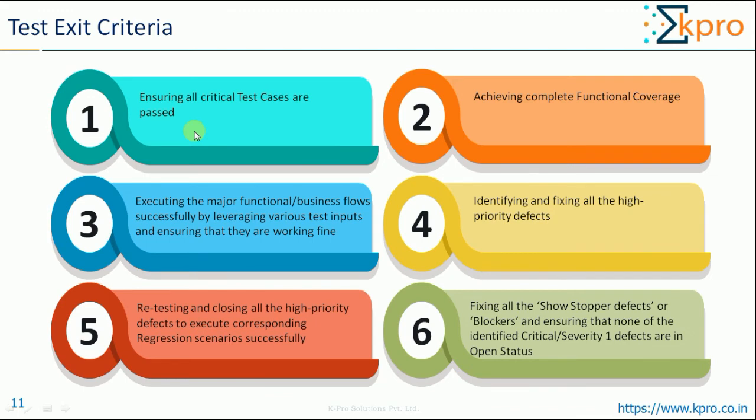Let us see test exit criteria. When the team applies test exit criteria, it checks whether all the critical test cases are passed or not. It checks whether the functional flow is happening as expected. It checks one more time the use cases or business flows for their successful execution. It also checks high priority bugs and blocker bugs one more time to make sure everything is fixed. It also checks regression to make sure everything is intact after bug fixes.